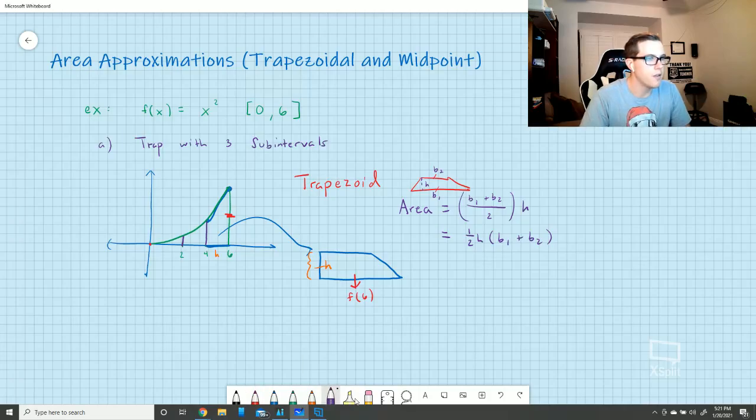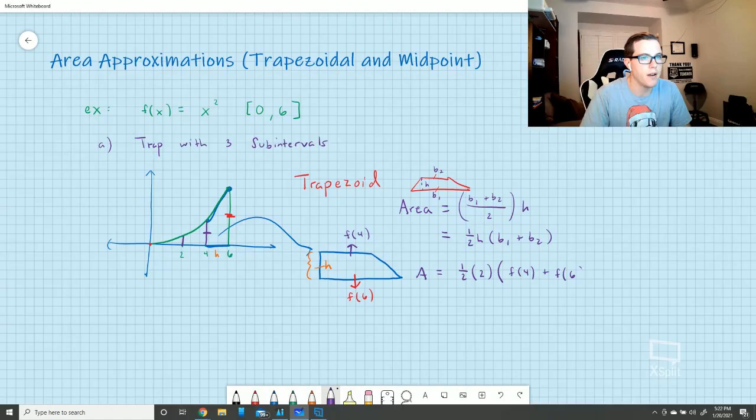What's this value up here? This value is right here, f of 4. Plug them in and you're set. So the area of this guy is going to be 1/2 the height, which in this case is 2, times base 1, top base, which is f of 4, plus f of 6.